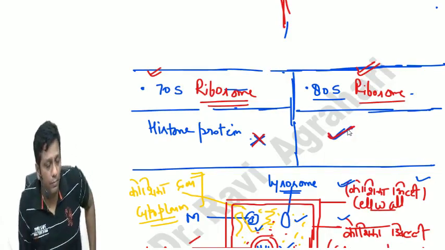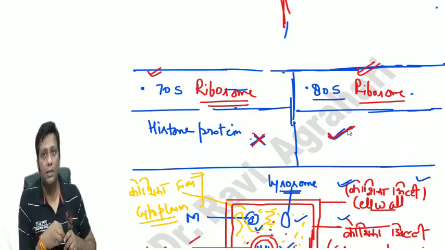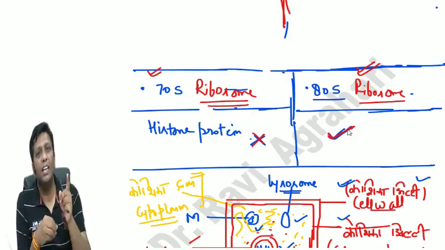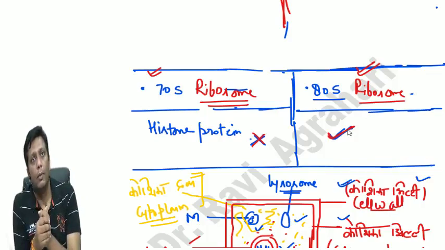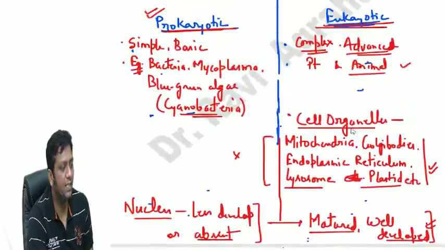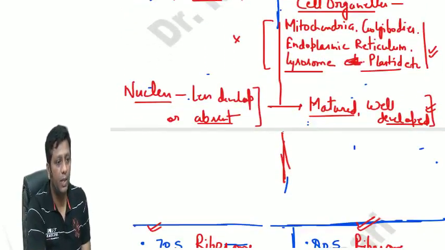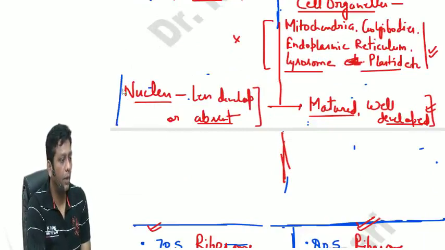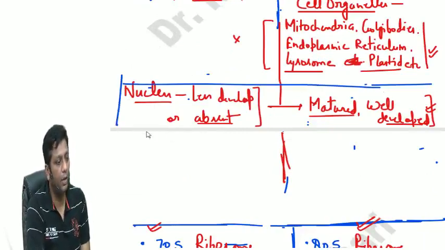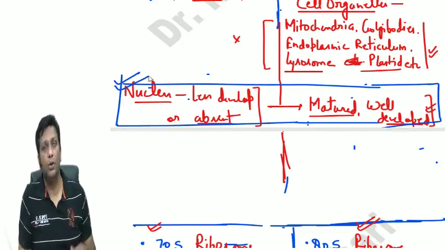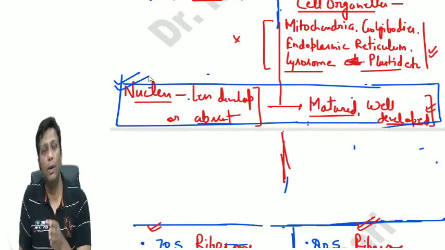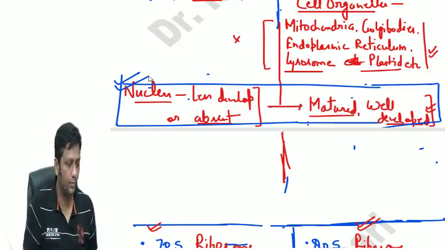Now my question is, there are many differences you have seen, guys. If I ask you which is the main striking difference between prokaryotes and eukaryotes, main difference means only one. You always remember the presence and absence of nucleus. This is the main striking difference: nucleus less developed or absent in prokaryotes, and nucleus well developed and matured in eukaryotes. Okay, everybody, fine.